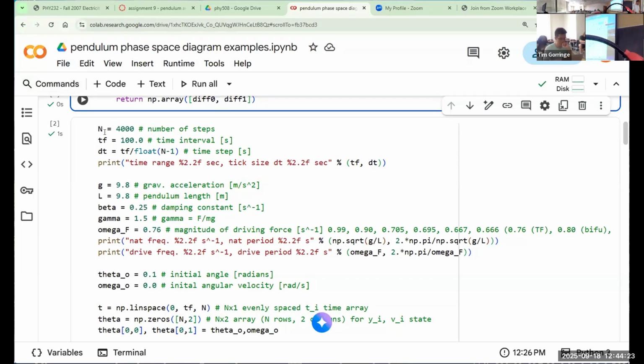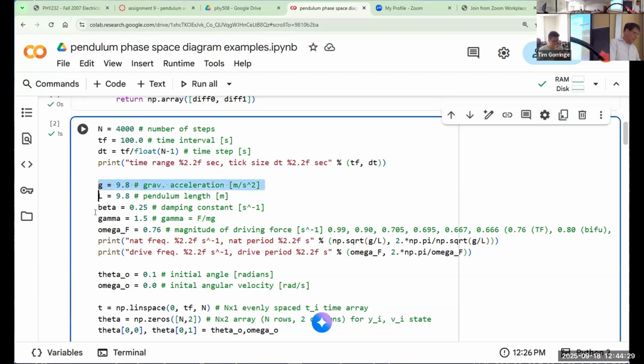So those are the first few lines here. Then I'm setting up the parameters of the pendulum here. For all these examples, and I think in the associated assignment, I picked a pendulum that is 9.8 meters long, so that the natural frequency, which is the square root of g over L, is going to be the square root of 9.8 over 9.8. It's going to be 1 radian per second.